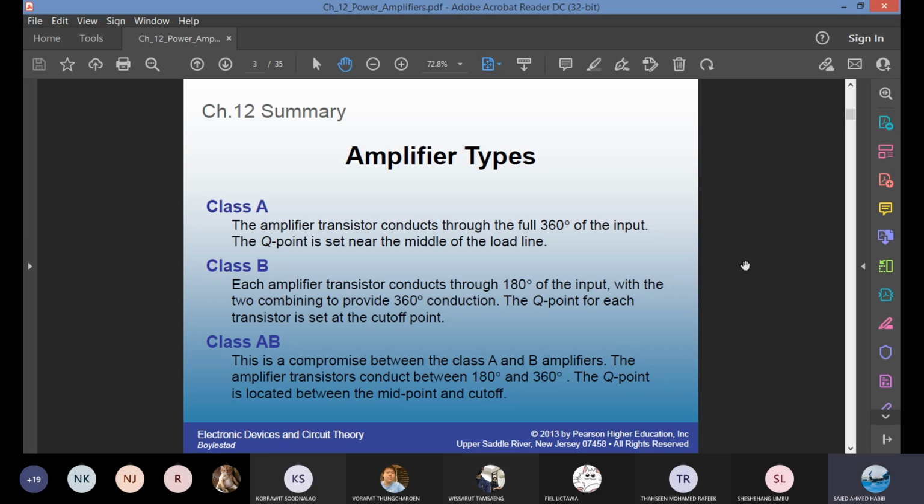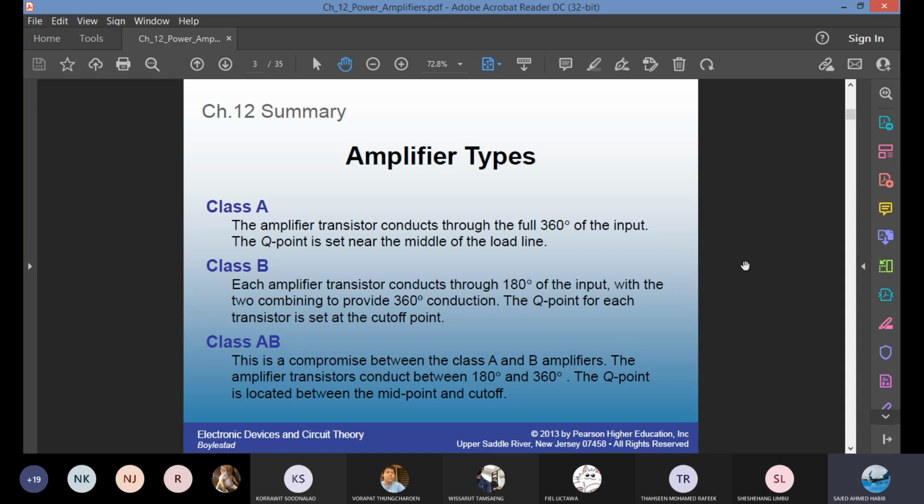The Q point for each amplifier transistor is set at the cutoff point. Where is the cutoff point? You have the y-axis for current, the x-axis for voltage. Where is the cutoff point? VCE, that's the cutoff point. I think VCE equals VCC when the current is 0, that's the cutoff point. You should remember this.